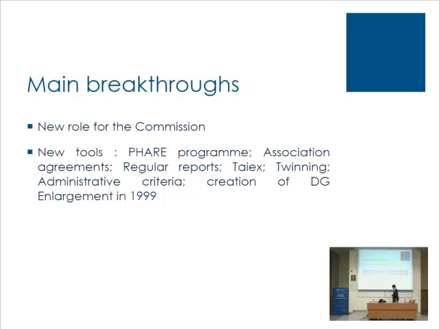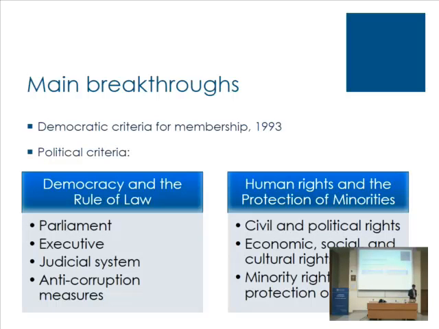In the first dimension, we can find some sub-dimensions about the parliament, about the executive, about the judicial system, and about anti-corruption measures. Concerning the second criterion, we have civil and political rights, we have economic, social, and cultural rights, and we have minority rights. So, every country that applied for membership had to respect these requirements.